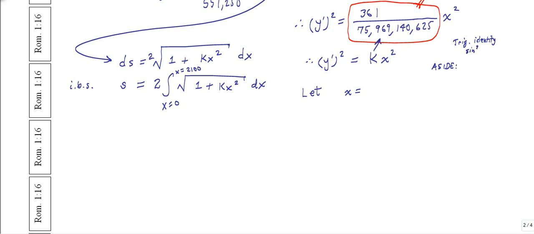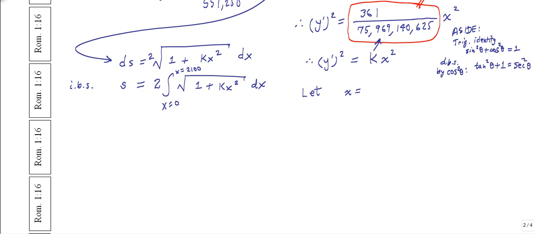Sine squared theta plus cos squared theta is equal to 1. Okay, so I'm doing this as an aside here. And if I divide both sides by cos squared, then I get sine squared over cos squared, that's tangent squared theta, plus 1 is equal to 1 over cos squared, which is secant squared theta.